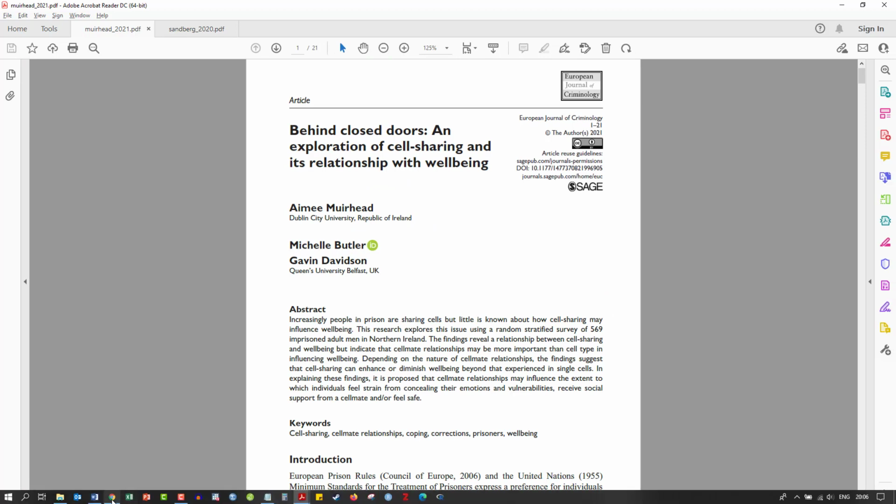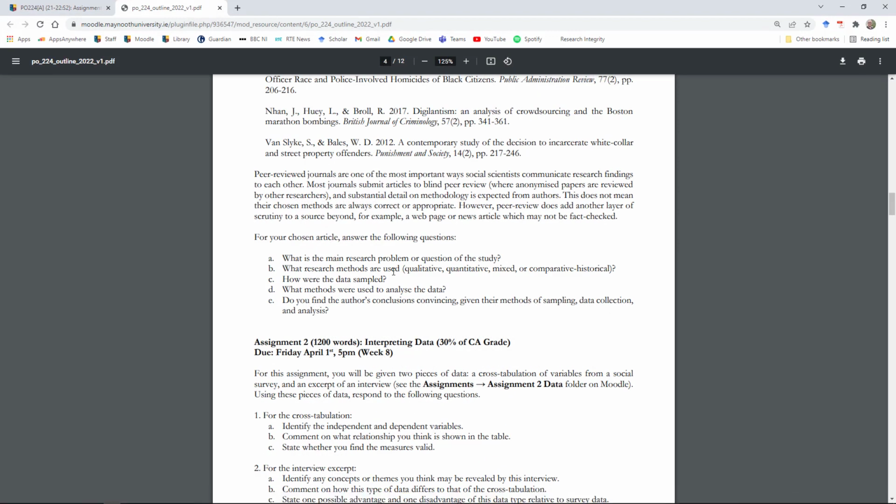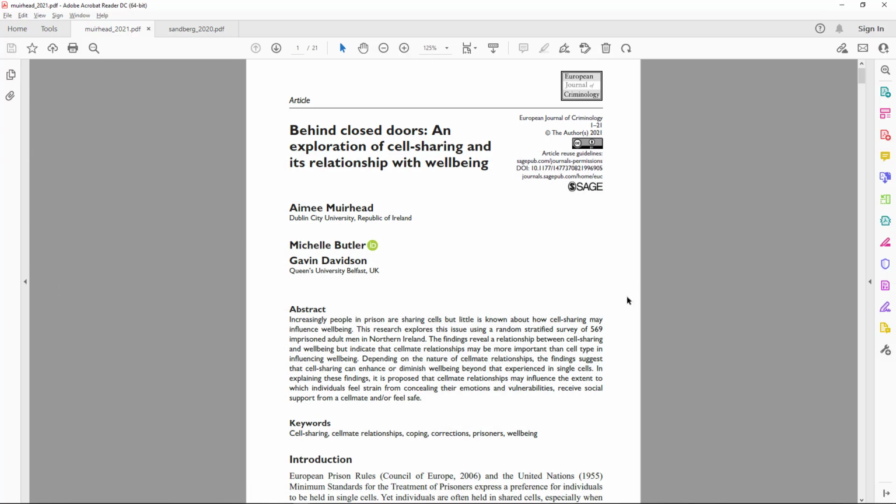So the next part of the assignment asks you what research methods are used: qualitative, quantitative, mixed, or comparative historical. As I said in week 1 and in week 2, you can often infer what method of analysis is being used, or the type of method that's being used, based on how they collected the data. You can see here that in this article, they've said that they're using a stratified survey of 569 imprisoned adult men in Northern Ireland.